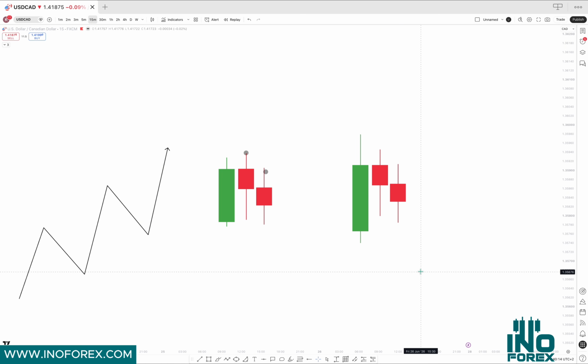So I'm going to show you another example of an invalid pullback, which confused many traders. Look at these three candlesticks. In this example, as you see, this candlestick breaks a previous candlestick low, but this is not a valid pullback. Why? Let me show you.